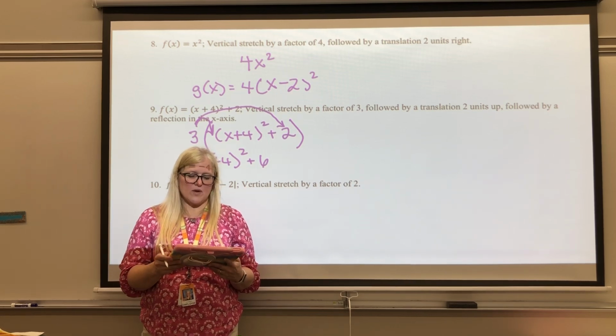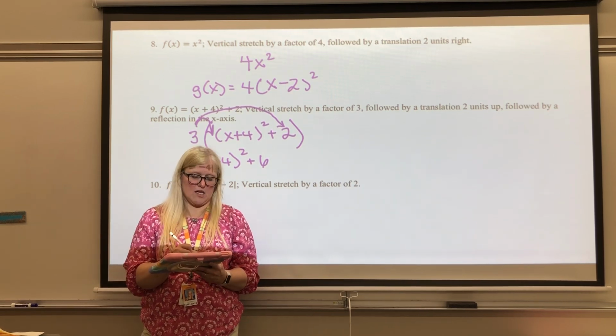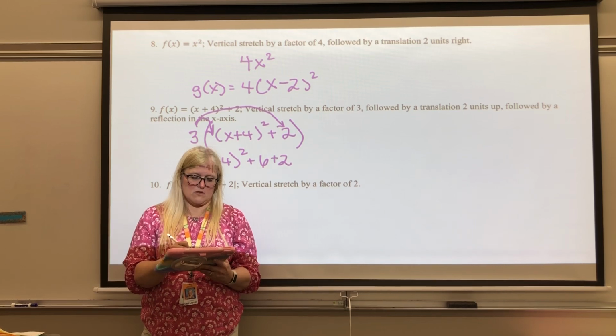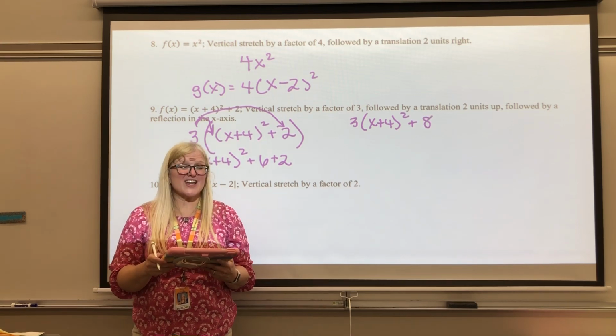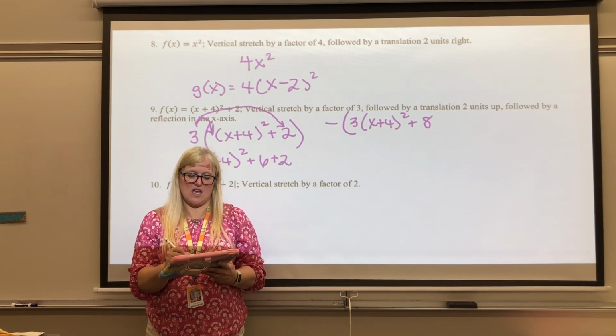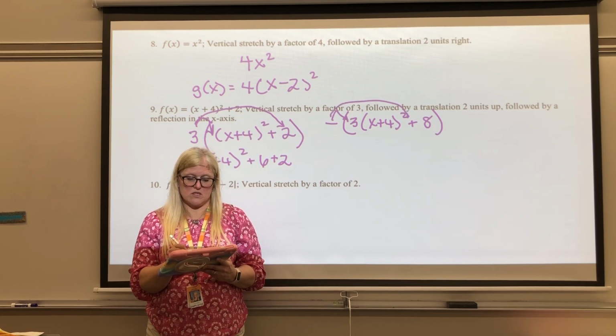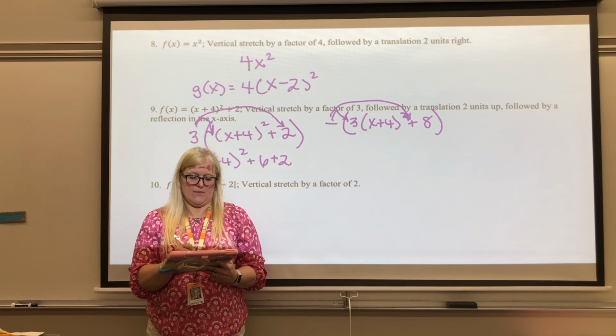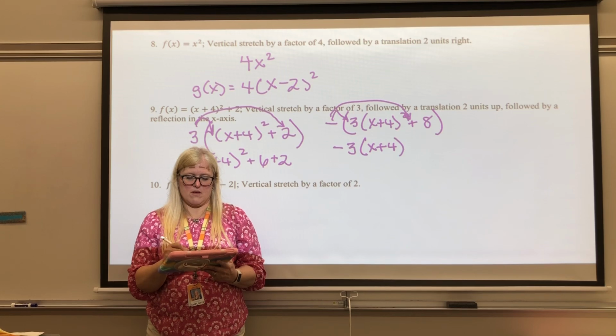Okay, followed by a translation 2 units up. Okay, I can do that. So now we've got 3 times x plus 4 squared plus 8, followed by a reflection in the x-axis. So we're doing it again, throwing a negative in the front of the whole thing. This negative distributes. Ooh, that was a mess. Looks like I smashed a spider right there. We got negative 3 times x plus 4 squared minus 8, and that equals your g of x.